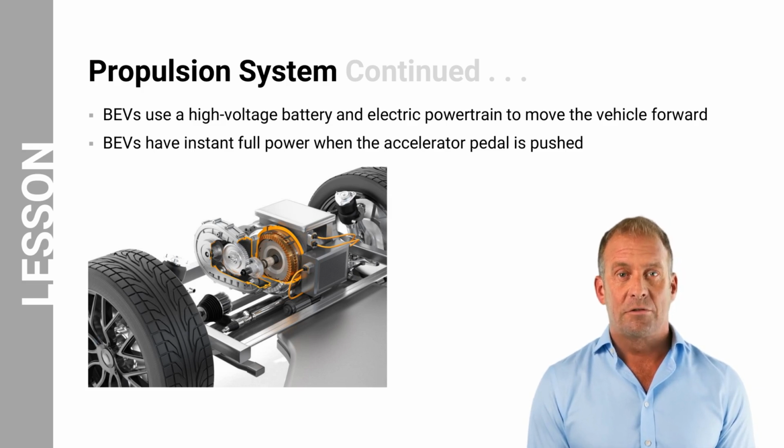BEVs use a high-voltage battery and an electric powertrain or electric drive motor. The battery stores the energy that powers the motor, and the motor converts that energy into torque. Torque is the rotational force that turns the wheels.